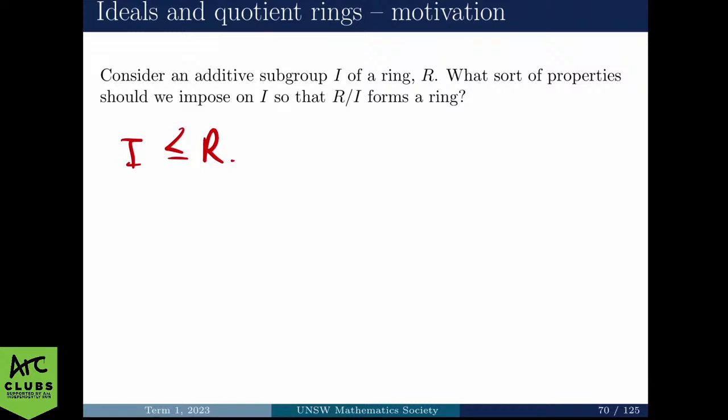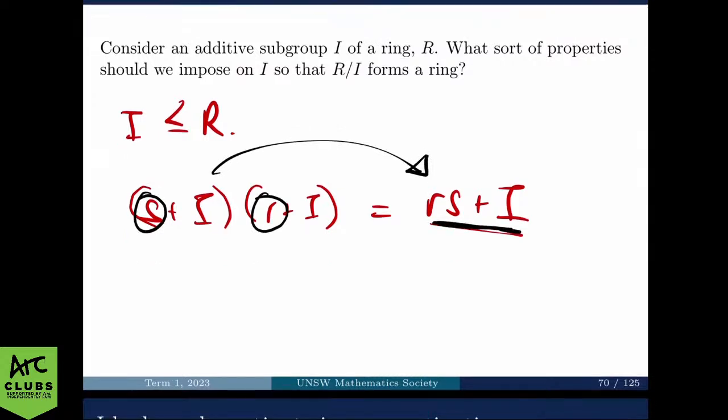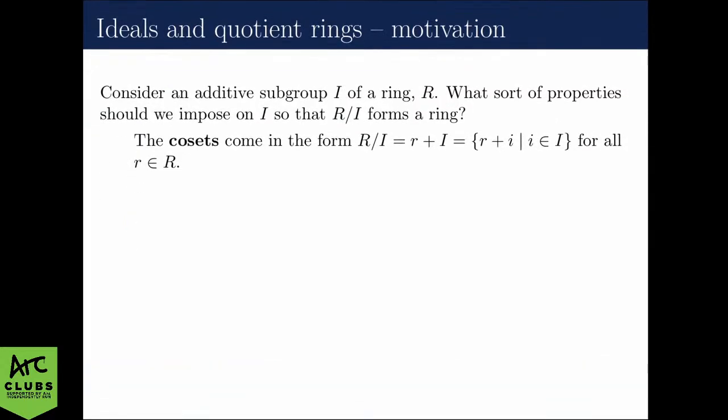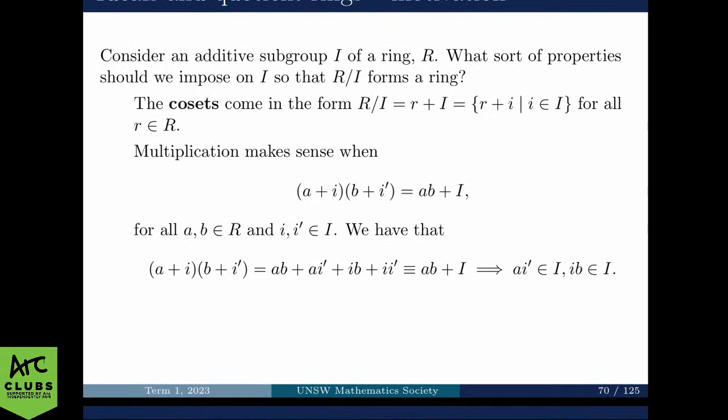We need to be able to take two elements of this quotient group, S plus I and R plus I, and multiply them together, because then we've formed a ring. The whole idea is that we've taken R, we've taken S, and now we can somehow multiply them together to form RS plus I. The cosets of the subgroup will be in the form R plus I, and so multiplication only makes sense when we can take two of these cosets and formulate AB plus I.